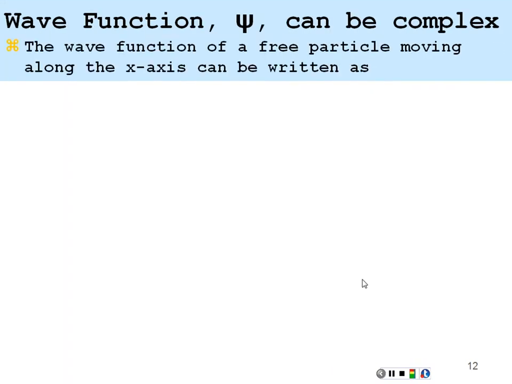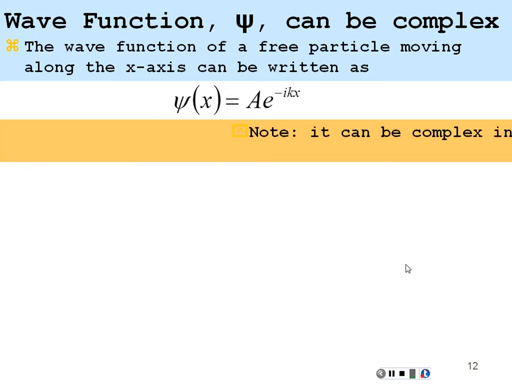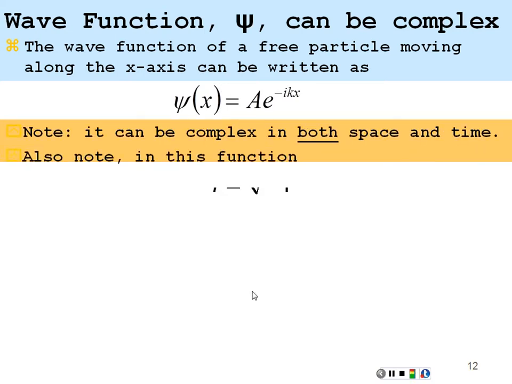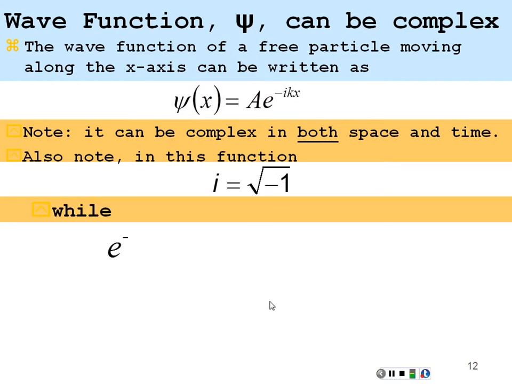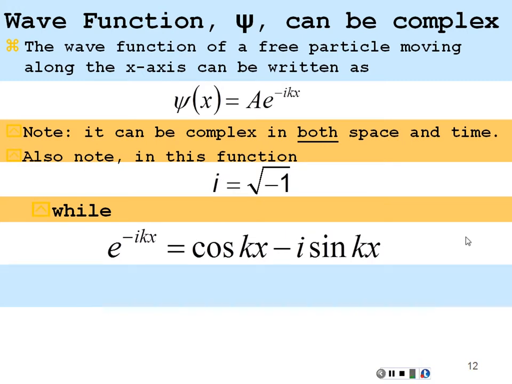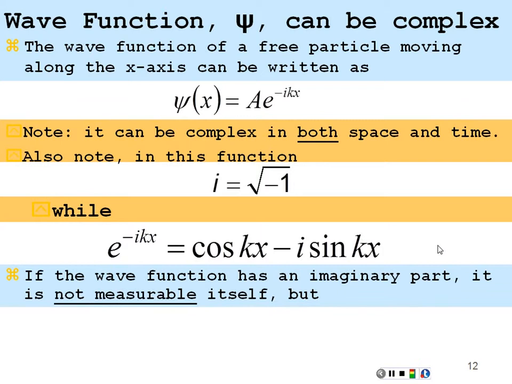But it could be complex. The wave function of a free particle moving freely along the x-axis can be written as A e to the negative ikx, and as x approaches infinity, the wave function would itself be finite. It can be complex in both space and time. Note in this function that i is the square root of negative 1, so it is an imaginary number. As we expand e to the negative ikx, that is cosine kx minus i sine kx, so it has a real and imaginary part to it. So this wave function has an imaginary part.